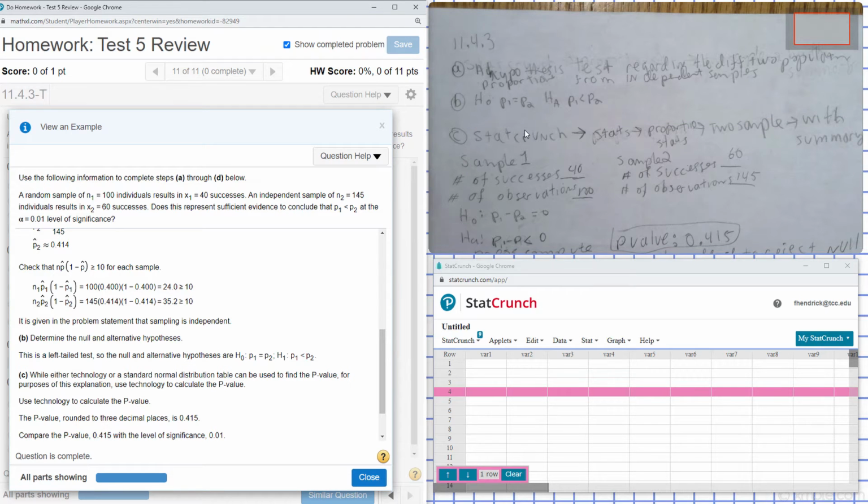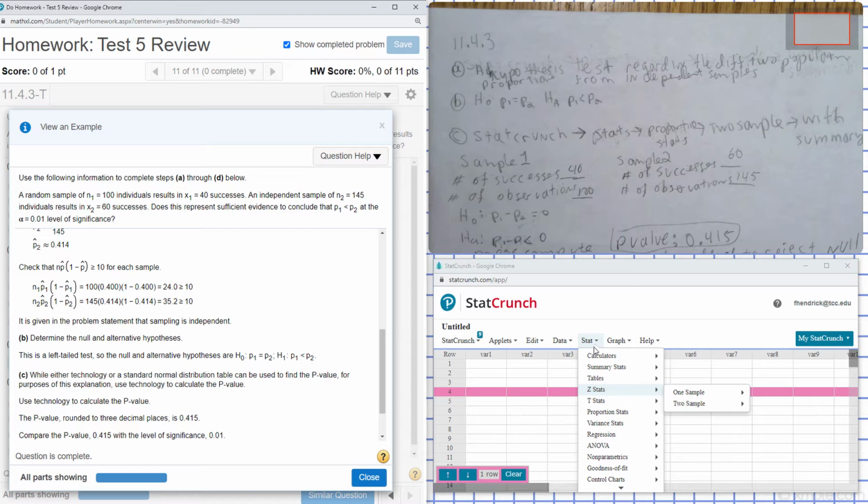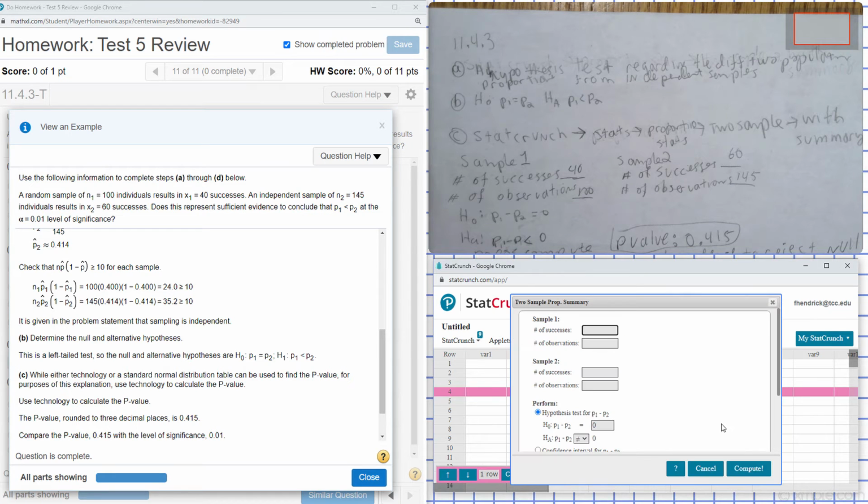Find the p-value. So we can go into StatCrunch, and then Stats, and then into Proportion Stats, Two Samples, with Summary. So I followed this right here.